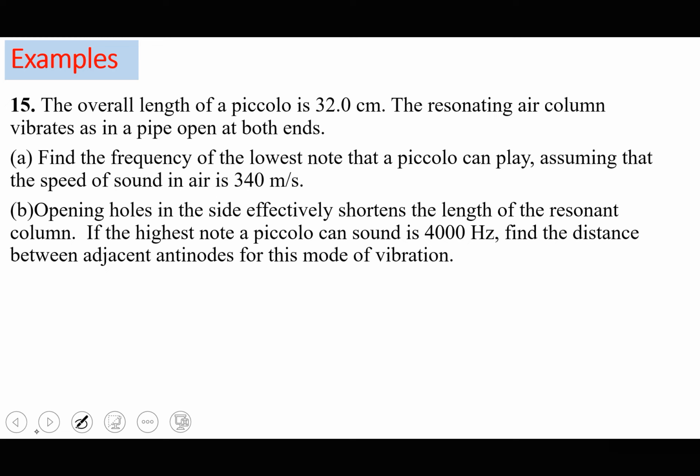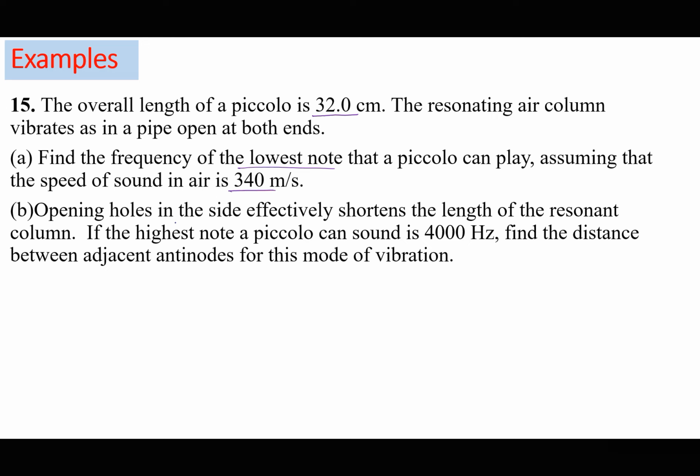The overall length of a piccolo is 32 centimeters. The resonating air column vibrates as in a pipe open at both ends. Find the frequency of the lowest note. So the lowest note is going to be the fundamental. The lowest note that a piccolo can play, assuming that the speed of sound in air is 340.